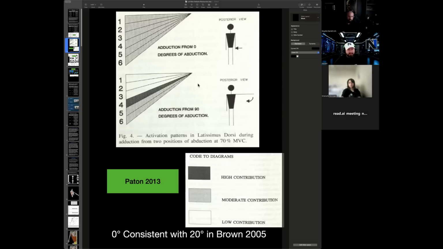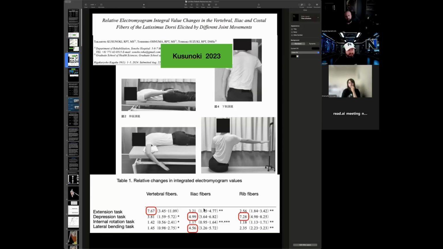Right. So here's an example: if we're doing abduction down by the arm, where we're not really depressing the humerus, we're just pulling in, we see the same thing that we saw in the Brown study, which is a fairly even recruitment. When we have that downward pressure, you see more of the lower lats engaged. We see this consistently across here in the Kusunoki study, probably butchering that, right? In the depression task and the lateral bend task, we see more of the iliac fibers, the rib fibers, really involved in the depression task. We wouldn't expect them to be involved in the lateral bend because they don't cross. And guess what? You saw that, right?